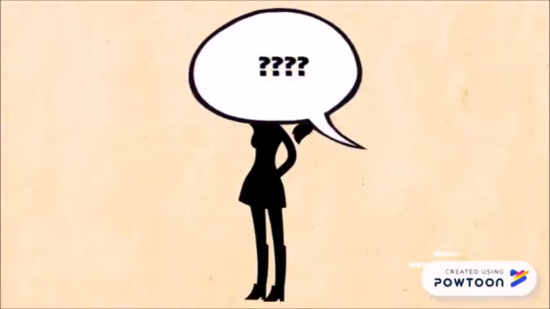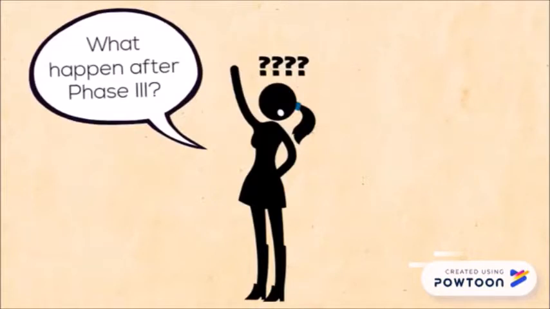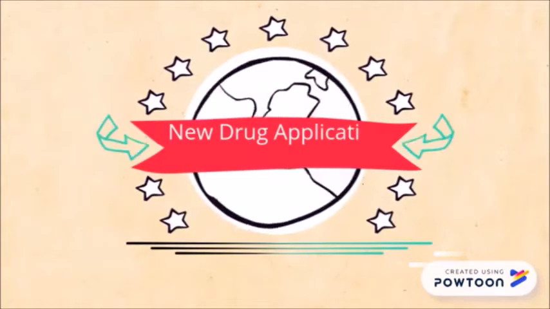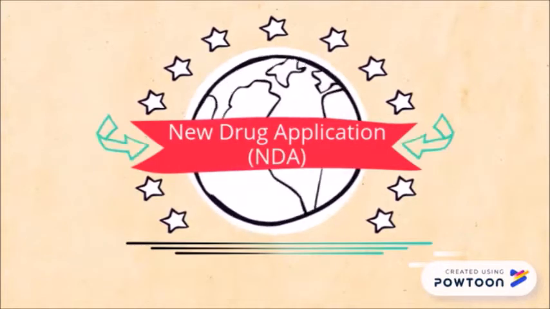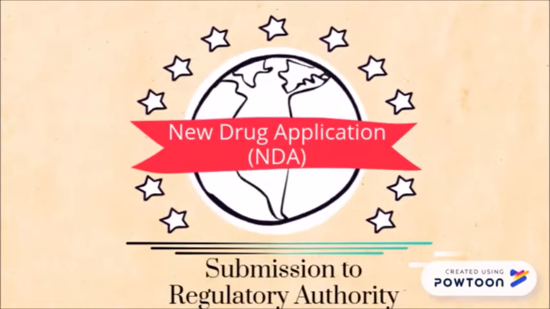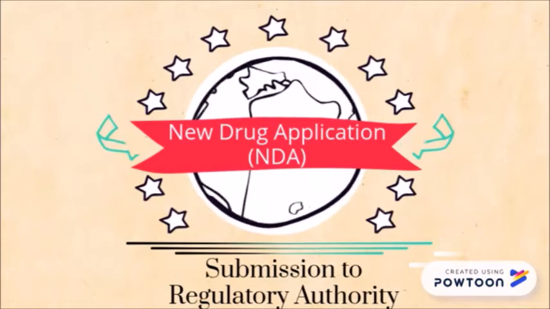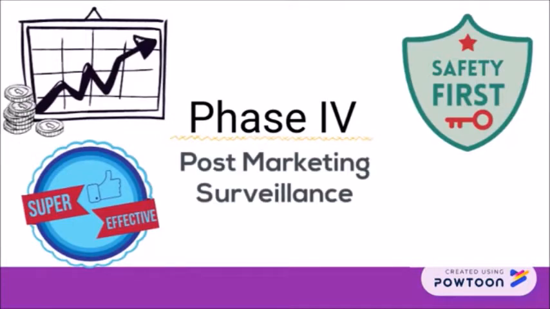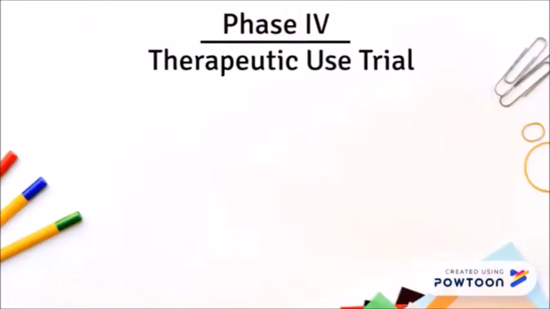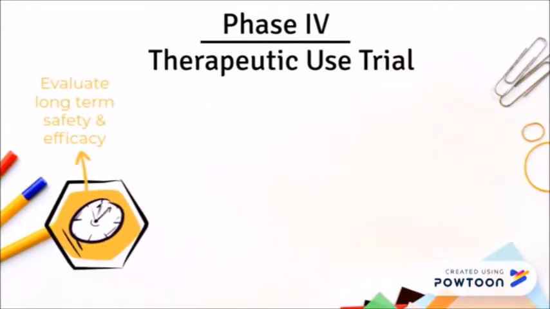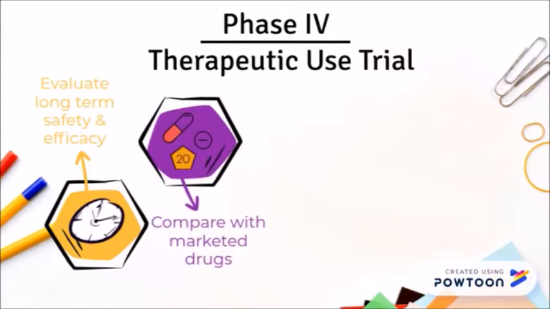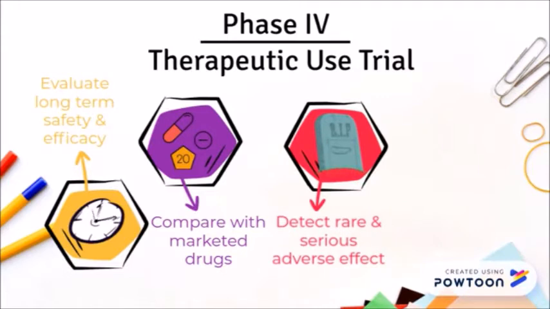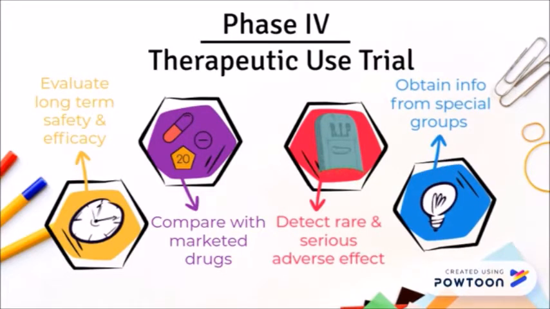Moving on, we will see what happened after phase 3. Before manufacturing and marketing of the drug takes place, the drug must be submitted to the regulatory authority for a new drug application. Post-marketing surveillance happens during phase 4. So phase 4 is known as the therapeutic use trial, where we evaluate the long-term safety and efficacy. We compare the newly marketed drugs with other marketed drugs. We detect rare and serious adverse effects, and we also obtain information from special groups.